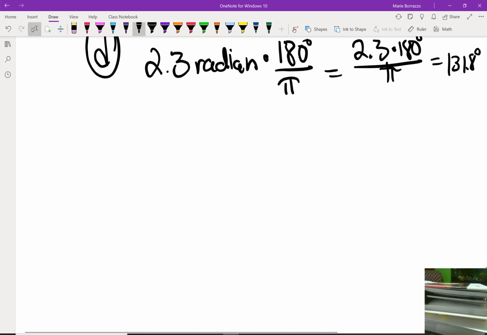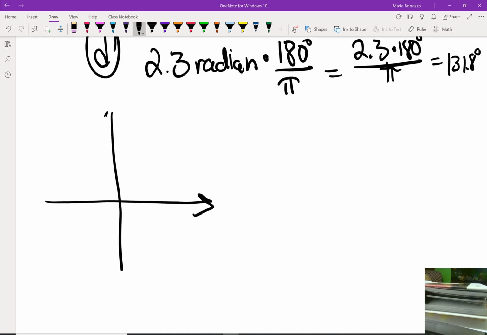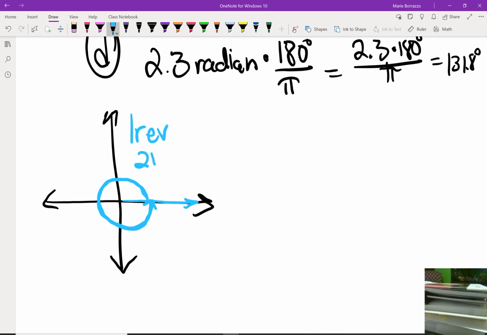So let's go ahead and discuss that anyway, because I think that is important to know. If I have 1 revolution, in essence, I am going fully around the quadrant, right? With my initial side being here, I'm going in this direction, 1 full rotation. We refer to 1 revolution as 2 pi radian, and the equivalent degrees, 360 degrees.